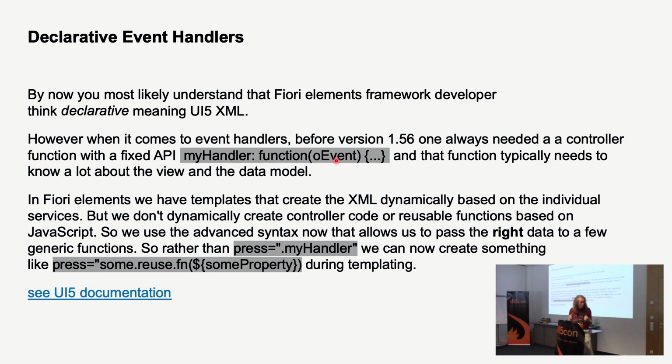Luckily, with 1.56, UI5 now allows us, as a press handler, it doesn't have to be a press handler anymore, but right in the XML, I can use any function, have my parentheses, and use data binding to directly point to a property in the XML view. So if my service would have a property, in the line of the table that I'm referring to, or somewhere in a form field.